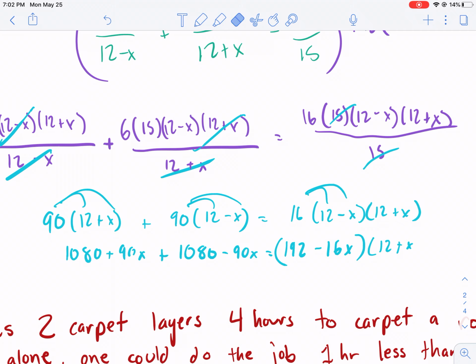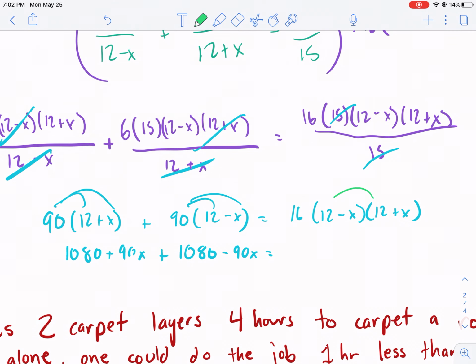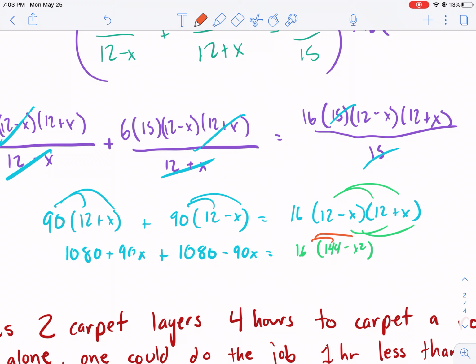So you can FOIL this. Honestly, what I would do first, I would have distributed this first, and since this is a difference of squares, you get 144 minus x squared, and then you multiply that by 16. So we get 16 times 144, which gives me 2,304 minus 16x squared.